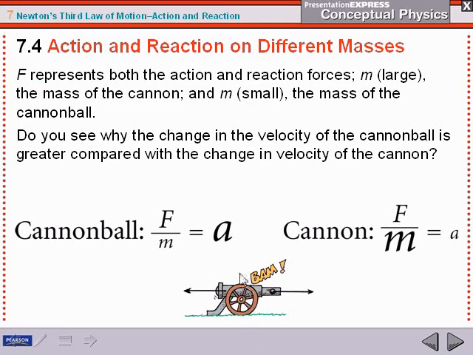Here's how you can see. If you look, the force of each is equal to each other, but the small mass of the cannonball leads to a large acceleration, and the bigger mass of the cannon is going to lead to a very small acceleration. So that would explain the changes in the velocity of the two. The cannonball is going to accelerate at a much higher magnitude because of its very small mass, whereas the cannon is not going to accelerate that much because of its large mass. And this is Newton's second law.